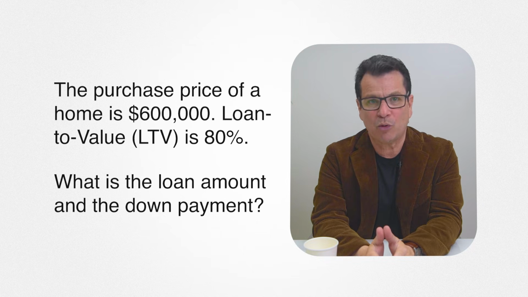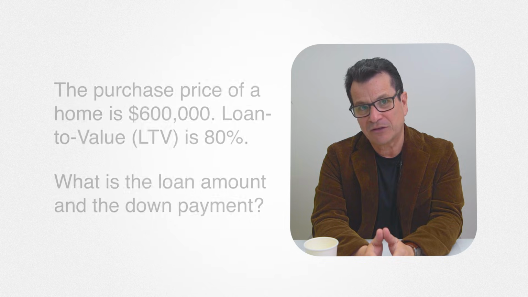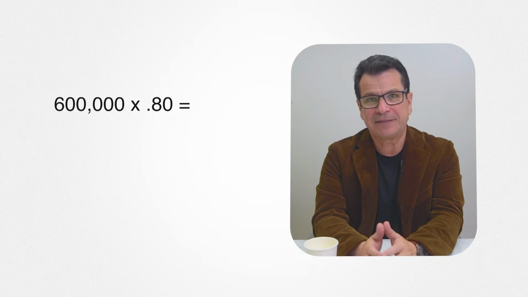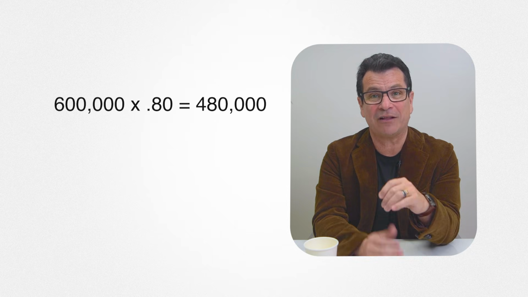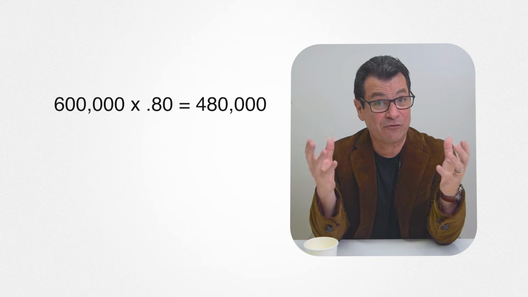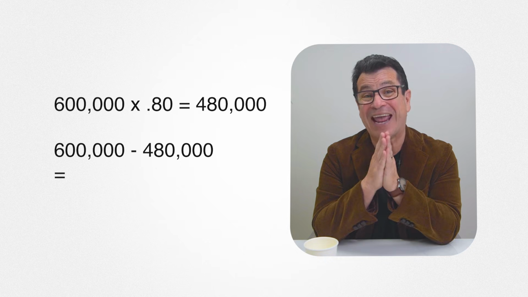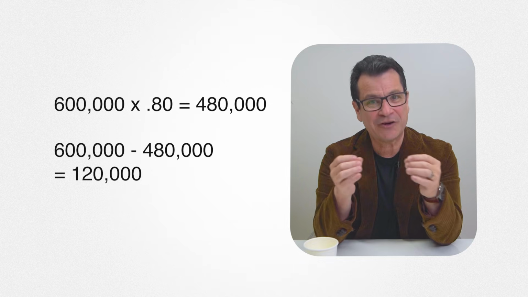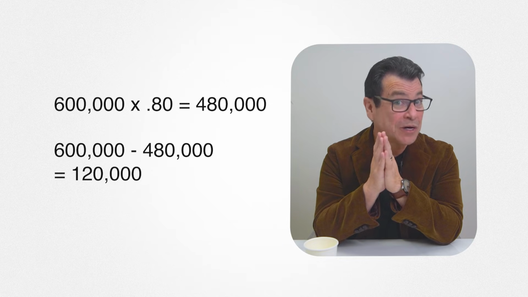Well, LTV means the loan is 80% of the price. So loan amount is $600,000 times 80%, written 0.80. That equals $480,000. Down payment is whatever is left. So $600,000 minus $480,000 equals $120,000. The loan is $480,000. Down payment is $120,000. LTV tells you the loan portion. The down payment is the leftover portion. Fast way is calculate the loan first, then subtract.